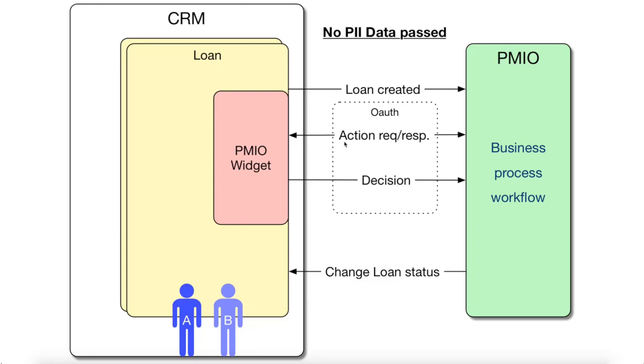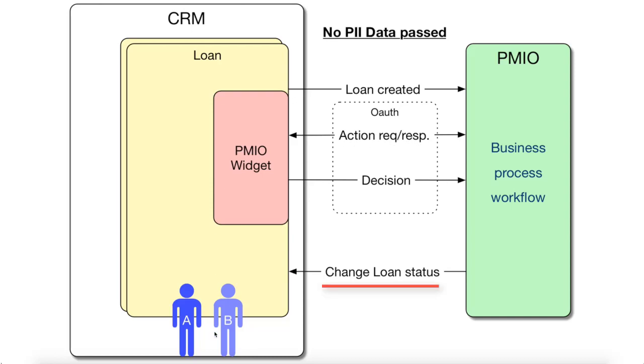If Actor A decides to execute an approval action, the decision will be passed to ProcessMaker IO, along with the case ID to address the proper case. Based on the decision and the current workflow status on the PMIO side, the engine will initiate a callback to change the loan status in the corporate CRM.